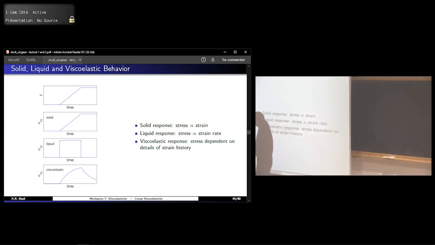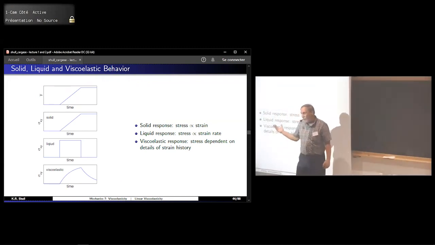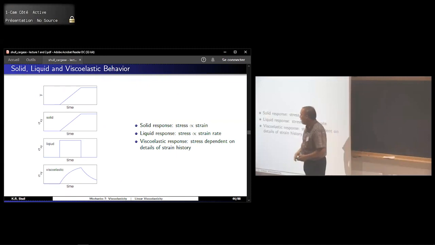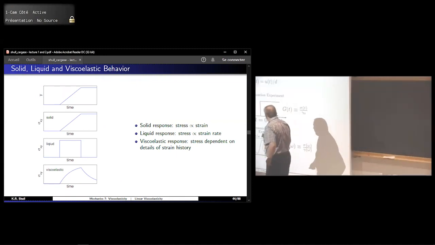And slightly more technical, if I have a strain, kind of time-dependent strain that I put on something, if it's a solid, the stress just tracks with the strain. There's a proportionality there. If it's a liquid, the stress is proportional to the rate of strain, so the slope of this thing. So I'm going to have zero stress on either side and some constant stress here where the slope is constant. And if it's viscoelastic, the entire time history matters. So it's complicated. We have to do some sort of integral. But it turns out it's not that complicated. We can do this relatively straightforwardly.